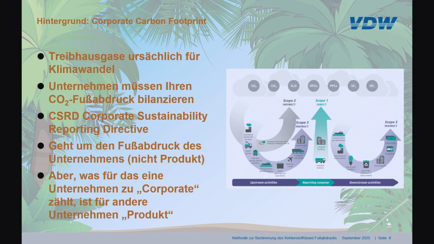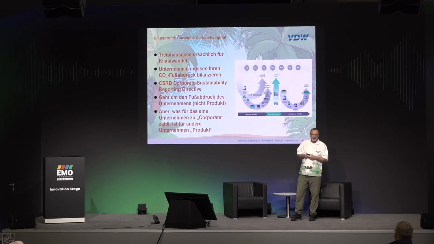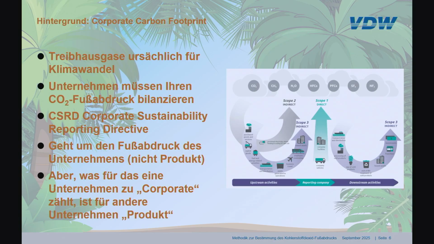And what's the backdrop to this? Well, greenhouse gases cause climate change. Unless our name is Trump, we believe that that's the case. It's proved scientifically. And as a company, you've got to already know your own CO2 footprint, but not for the product, but the company. You do already have the corporate carbon footprint. The CSRD prescribes this. And now it's about the footprint of the product for machine manufacturers. It's thus the footprint of the machine.